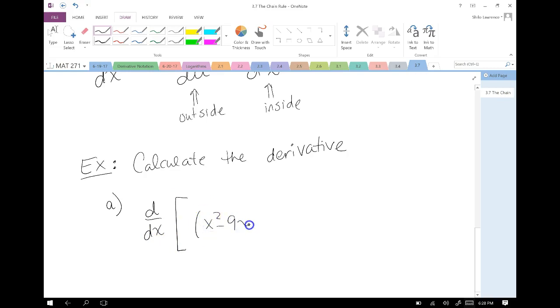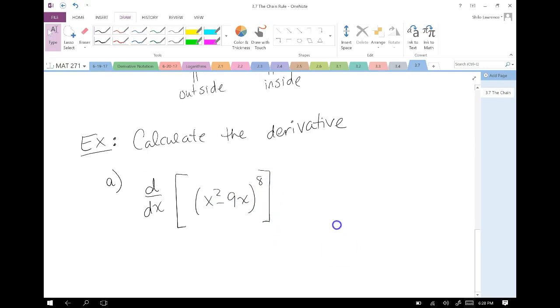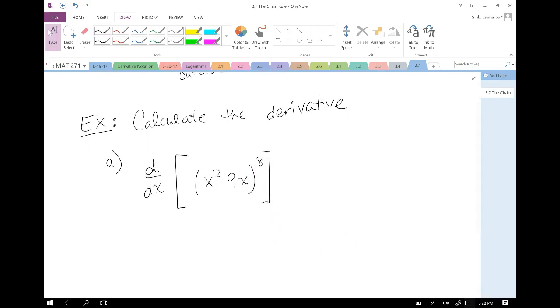So I wrote one earlier, x squared minus 9x to the 8th. And I'm going to show you what they're talking about with splitting up the dy dx into a dy du times du dx. So what they want us to do is rewrite the outside and the inside, kind of like how we rewrite our product rule and our quotient rule as two separate functions like an f and a g. Only this time we're going to write it as a y in terms of a u and a u in terms of an x.